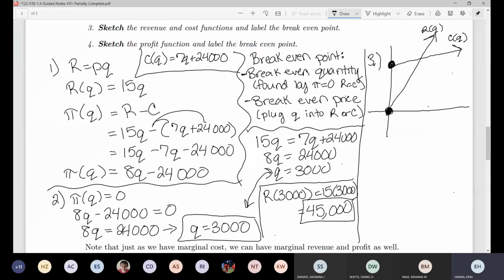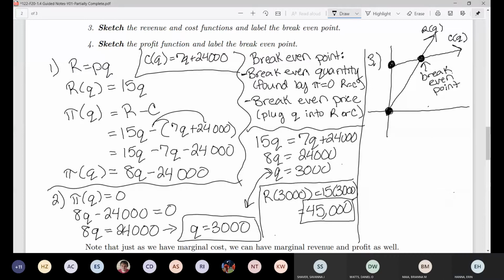Now, I guess someone on Teams can answer, but I'm kind of saying this more for the people in class. Where on that graph is the break-even point? Where they intersect. Right, so right here is the break-even point. Because one of the ways you can get it is when revenue equals cost.